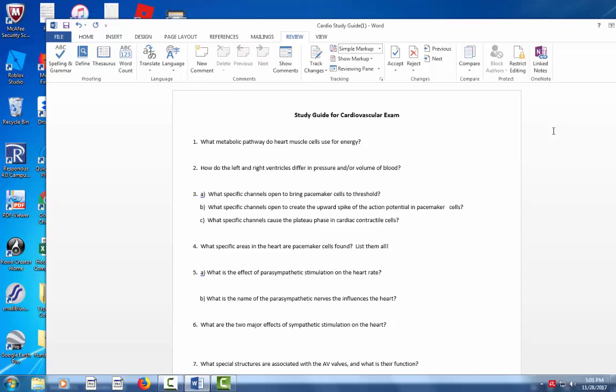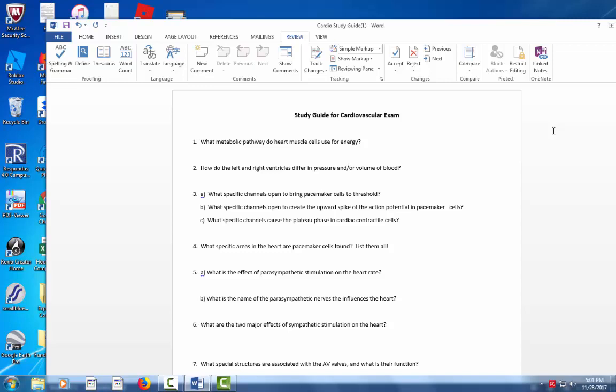So what specific channels open to create the upward spike in those cells then? Did we just say? Calcium. And letter C, what specific channels cause the plateau phase in cardiac contractile cells? So these are the 99% of muscle cells. Potassium. The plateau, so we have sodium bringing it up, and look at your action potentials for the contractile cells. This is the 99%. Calcium. Calcium, yep, causes the plateau. So 3A and 3B are talking about the pacemaker potential, which is the 1% of cells that never has a resting potential. And then letter C is talking about the contractile cells that do have a resting potential until the pacemaker cells give it that action potential through the gap junctions.